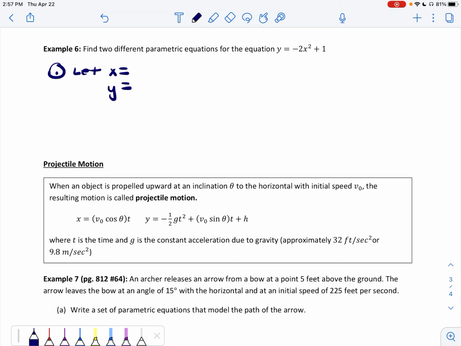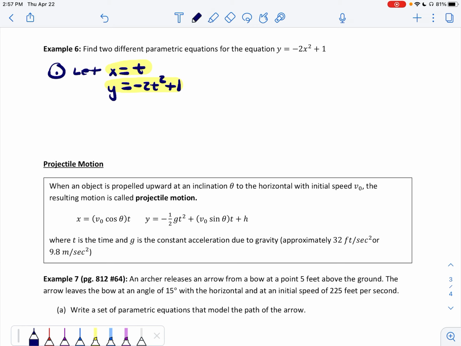So the easiest choice for x would just be to let x equals t. Then we can essentially just make a substitution into our original equation. So if we substitute in t for x, we're going to get y is equal to -2t squared plus 1. So that would be one possible set of parametric equations for this graph.